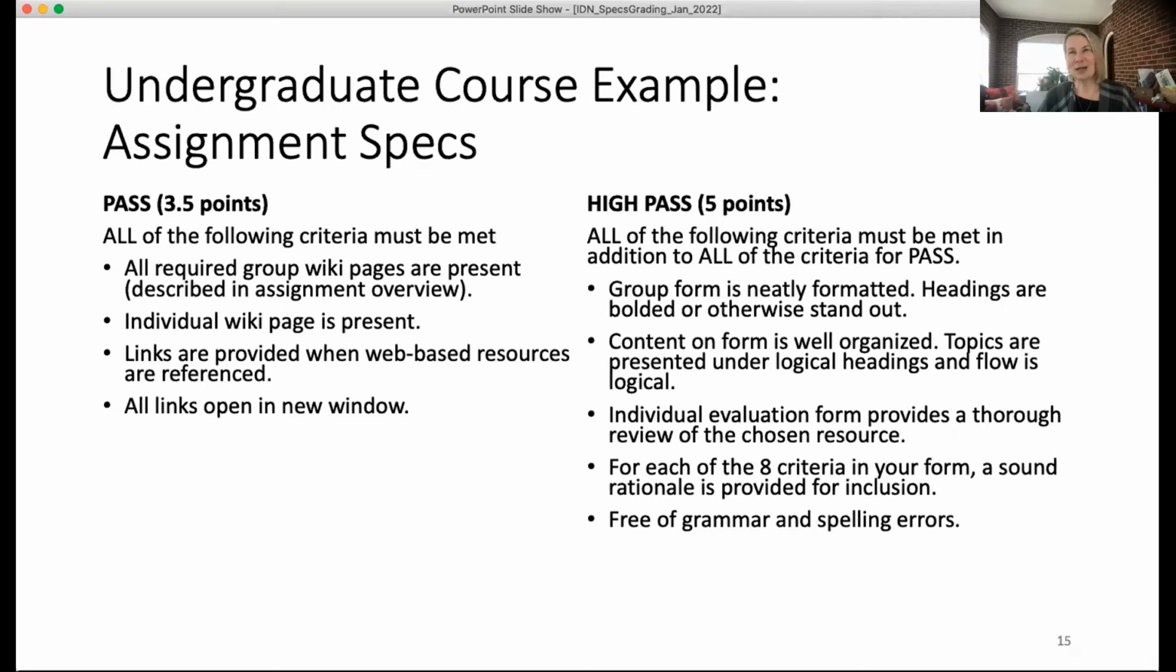And so if students were aiming for the high pass and they missed a thing or two, they can go back and revise that for the high pass at that point. And you can tell what they were doing. You can ask them when they submit it to tell you, I'm trying for a pass or a high pass, but it's usually pretty well sorted out.